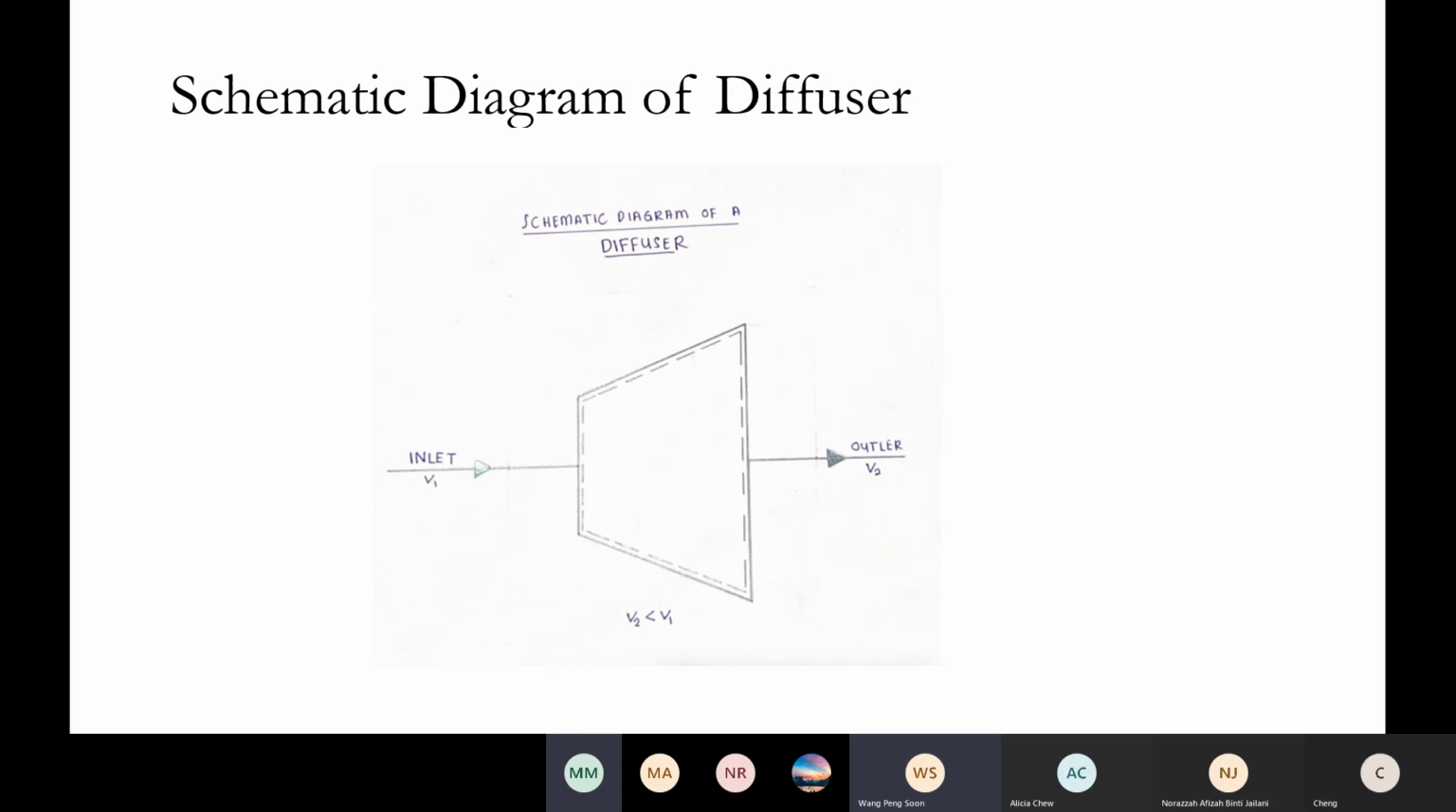For the schematic diagram, here we can see basically how a diffuser works. The liquid enters through the inlet with a smaller cross-sectional area and comes out through the outlet with a larger cross-sectional area. Because of the difference in area, the velocity of the liquid decreases and the static pressure of the liquid increases in regard to Bernoulli's principle. Hence, velocity out is lower than velocity in.